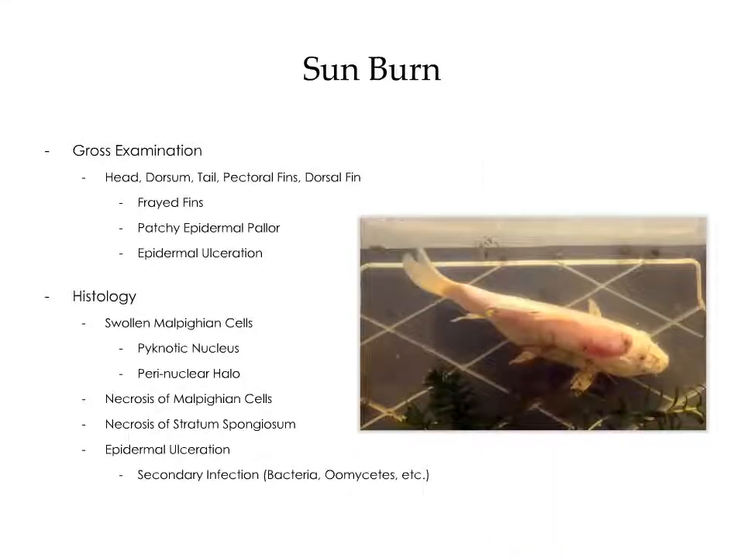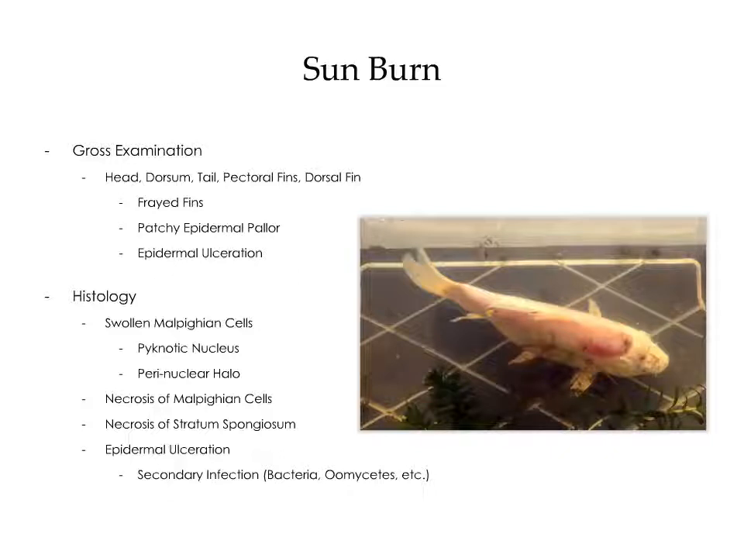Fish with sunburn are fairly recognizable. On gross examination, the lesions will typically occur on the head, the dorsum, the tail, the pectoral fins, and the dorsal fins. These are the tissues that are exposed to sunlight. Lesions include frayed fins, patchy epidermal pallor, and in severe cases, epidermal ulceration.